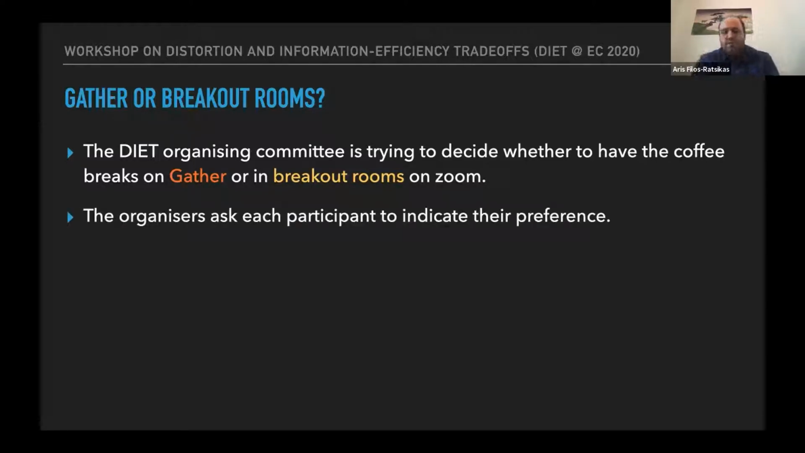In order to decide that, they ask the participants for their inputs, and to declare which one they prefer. Now, this is obviously a hypothetical question because we never did that. We were not that democratic. But let's say for the sake of the presentation that we did. And let's also say that the option that received the most votes was actually breakout rooms. So this is what happened ultimately.